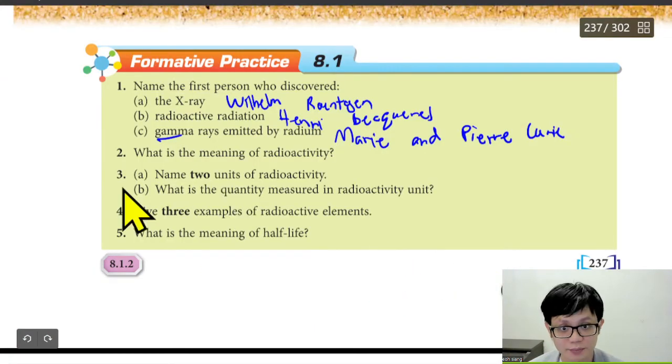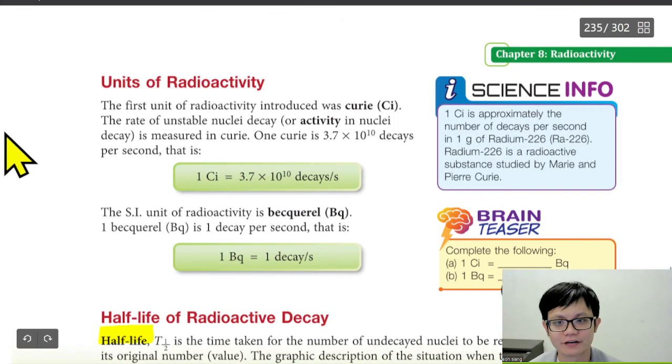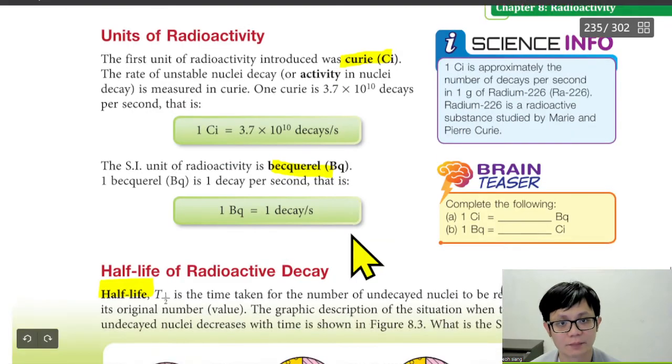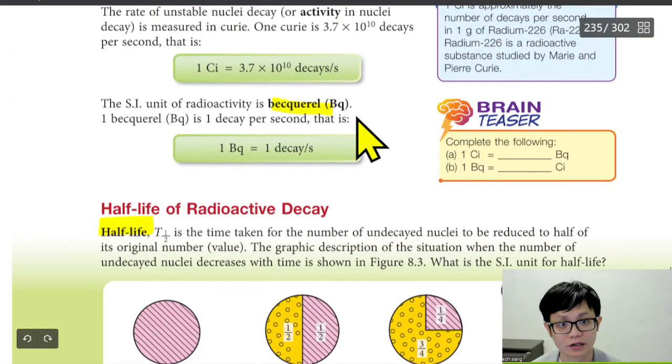Moving on, question number 3A and 3B. Name 2 units of radioactivity. Yeah, very good. So 2 units of radioactivity, there will be Curie (Ci) and Becquerel (Bq). Okay, and let's move on to number B.